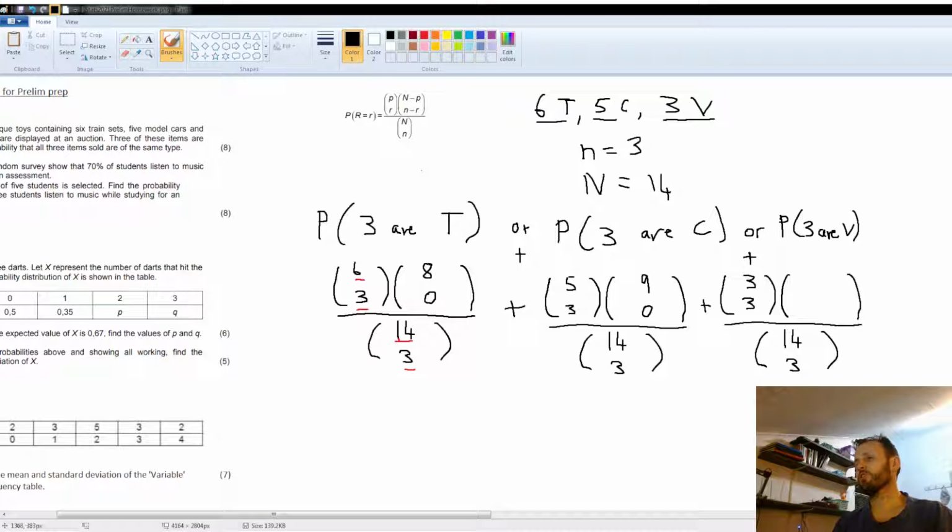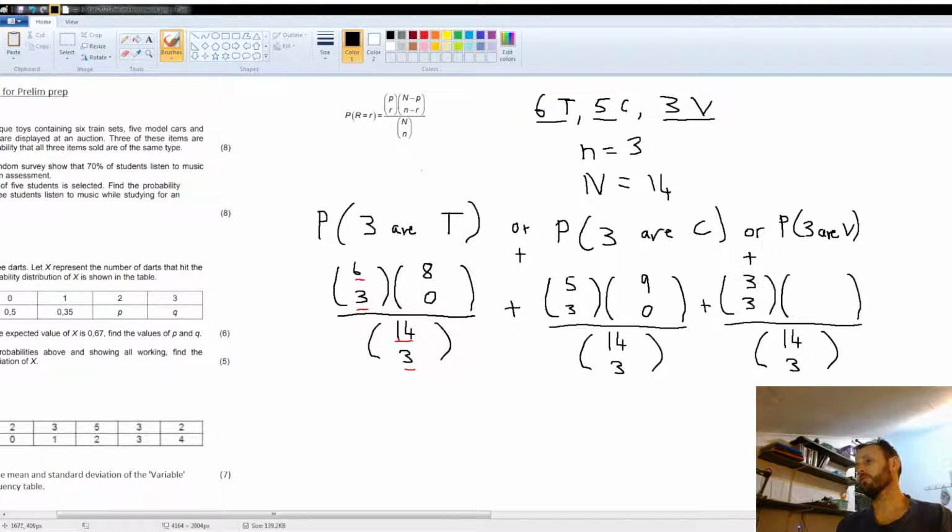If you see a faster way of doing this, because it does look like a lot of these terms simplify, feel free to implement it. However, in a test situation, it's never a good idea to try and be smart. Rather just use the formula, stick to what you know, and chug your way through.